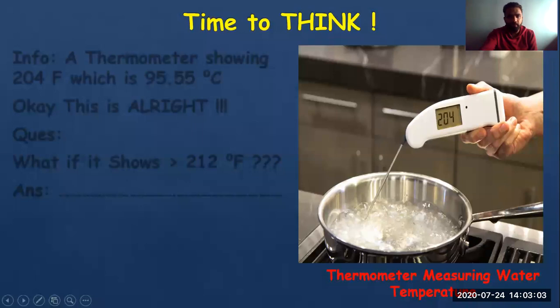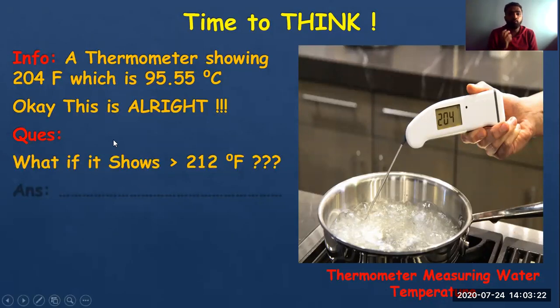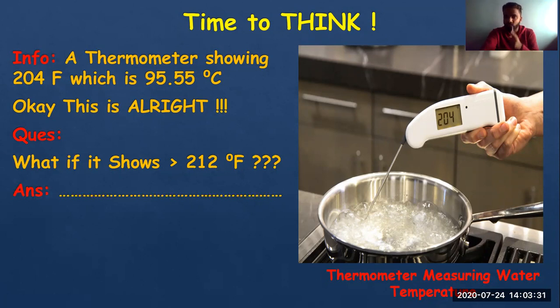Okay, so I'll just provide the information to you. This is in degrees Fahrenheit, and I'm just informing you that 204 degrees Fahrenheit is equal to 95.55 degrees Celsius. Okay, this is right. So what is my question? My question is, what if it shows greater than 212 degrees Fahrenheit? Okay, what will be the answer? What will be your answer if this instrument is showing more than 212 degrees Fahrenheit?